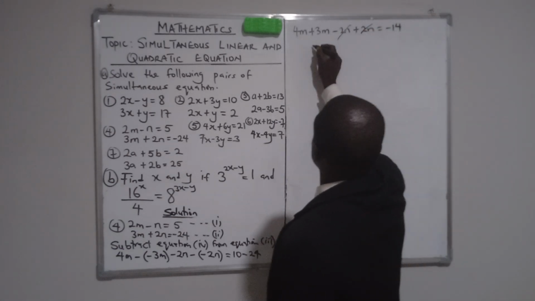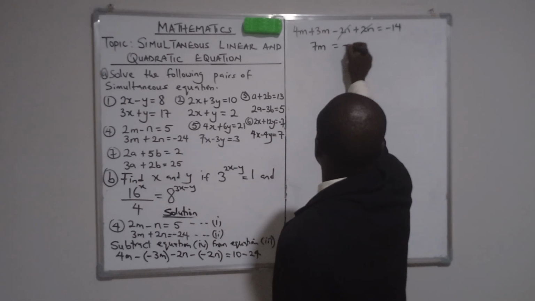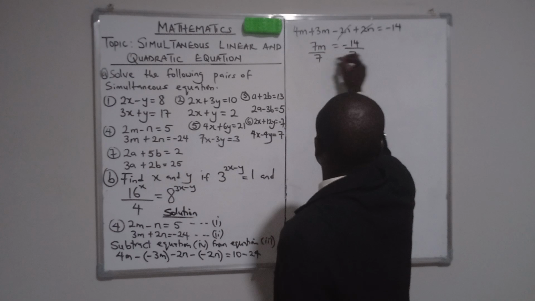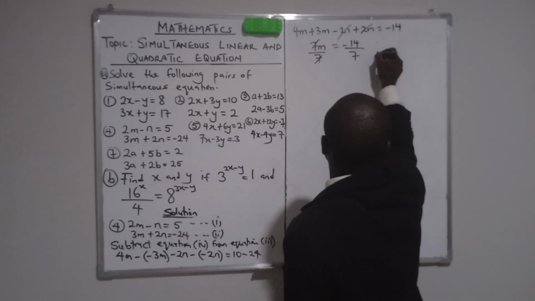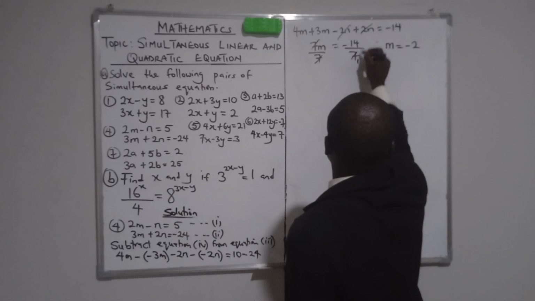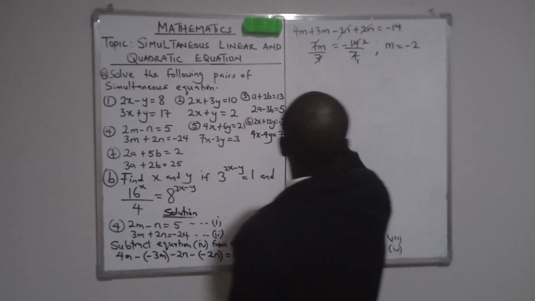This will cancel out. We are having 7m equals minus 14. The variable side is 7. 7 cancels 7. Therefore, m equals minus 2. 7 here 1, 7 here 2. Don't forget the negative, minus 2.